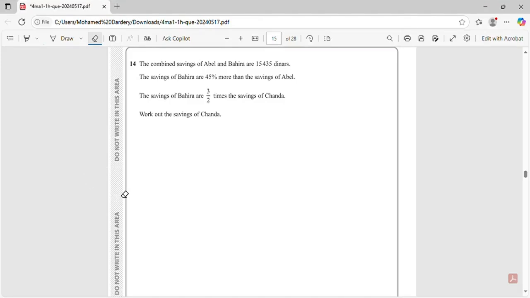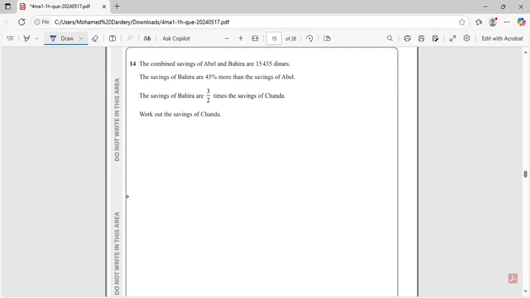Question number 14. The combined savings of Apple and Bahira are 15,435 dinar. The savings of Bahira are 45% more than the savings of Apple, and the savings of Bahira are 3 over 2 times the savings of Chenda. We need to figure out the savings of Chenda.